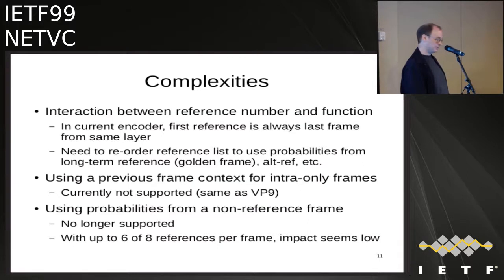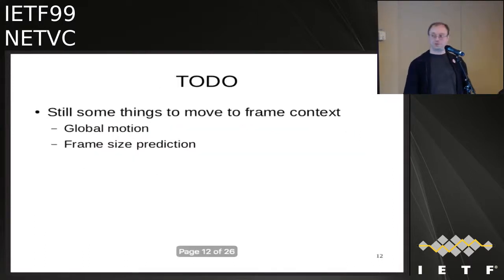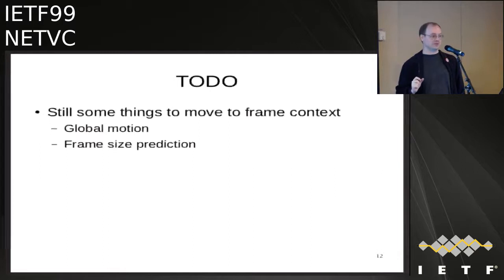All right, next slide. So as I said, there's still some things to move into the frame context. One is the global motion thing, which is relatively recent, and so we're doing that as part of the global motion proposal, which is not complete yet, so that hasn't happened. And while we were working on this, people started doing frame size prediction based on the previous frame as well, and so now we need to move that in there too. But the main proposal is still to put everything in this frame context inside of a reference frame, and so the main idea doesn't change, so it can handle all these new things that people are adding.